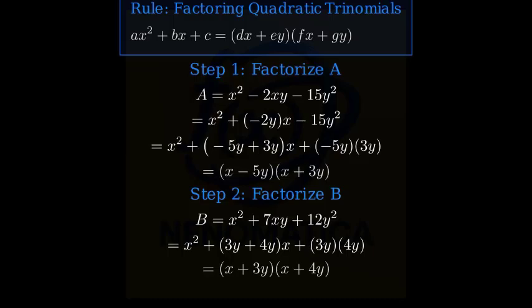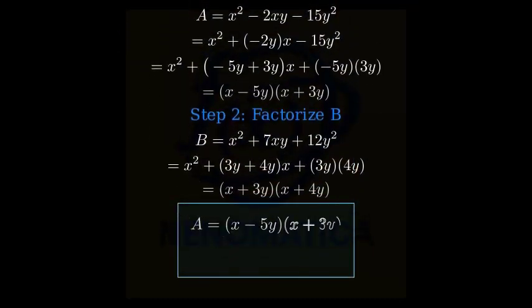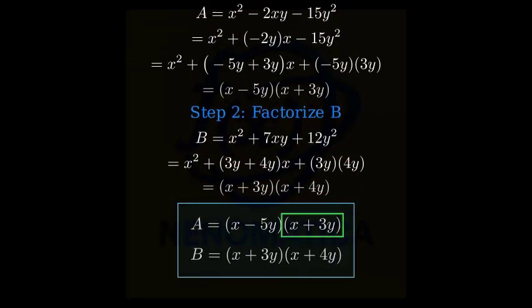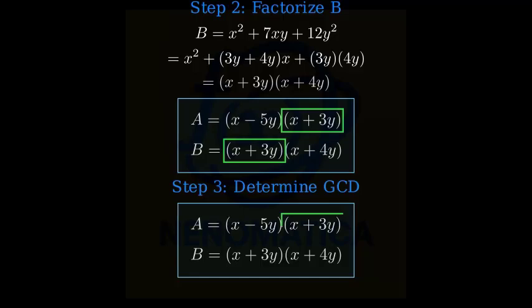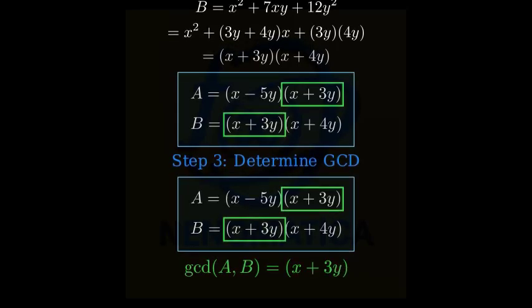Now place the fully factored forms together. Notice the common binomial factor. Step 3. The greatest common divisor is the product of the common factors with their smallest powers. Here, the common factor is x plus 3y. So the greatest common divisor of a and b is x plus 3y.